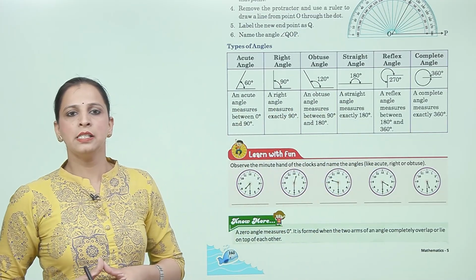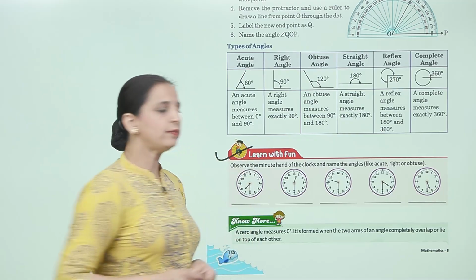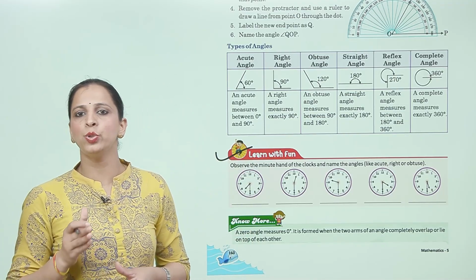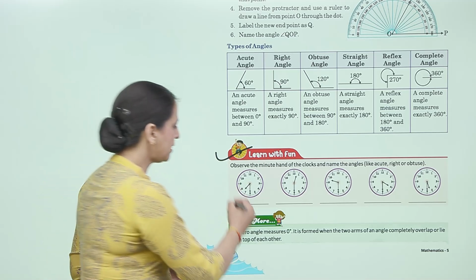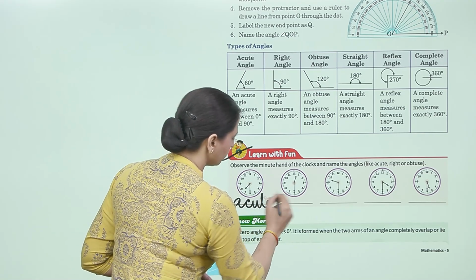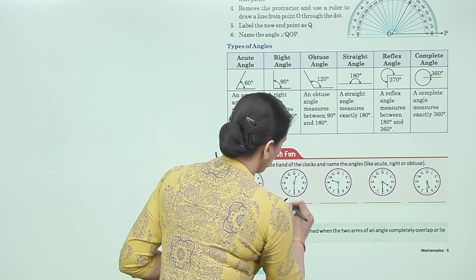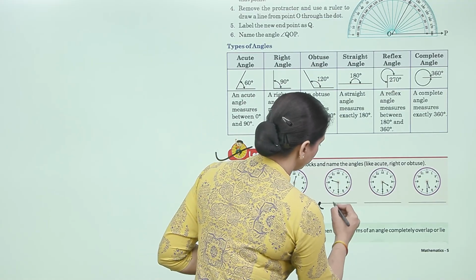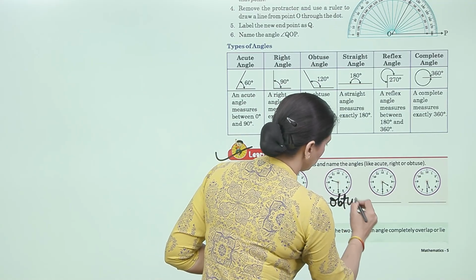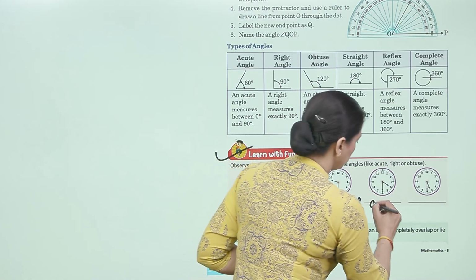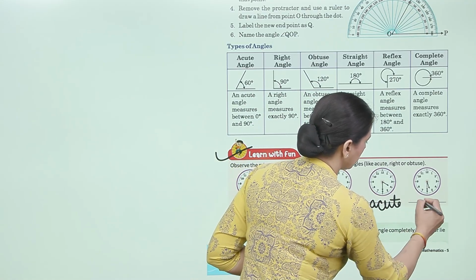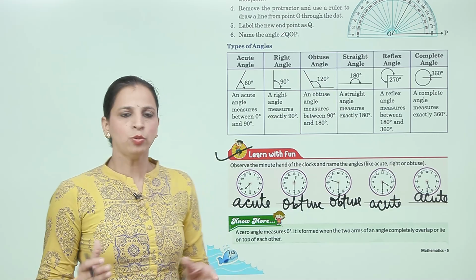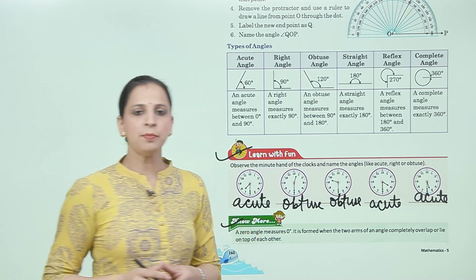Now let us learn with fun. Observe the minute hands of the clock and name the angles like acute, right or obtuse. Now this is acute. This is obtuse. This is obtuse. This is acute, and this is also acute. Now, zero angle. A zero angle measures 0 degrees.